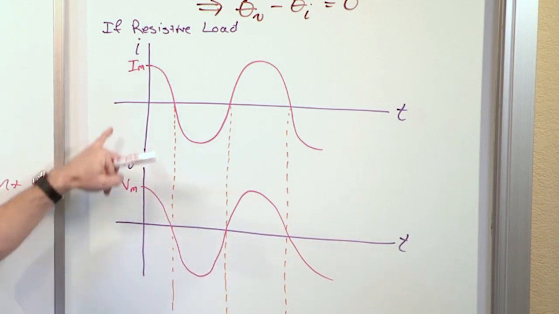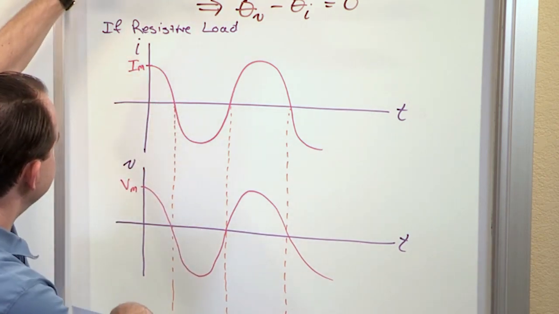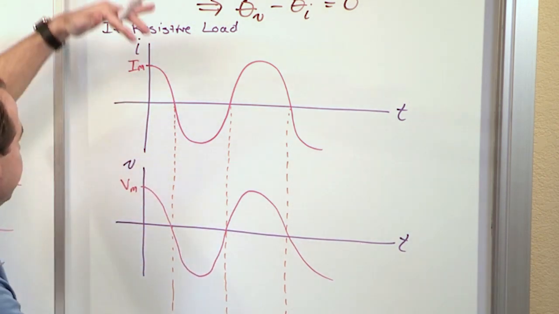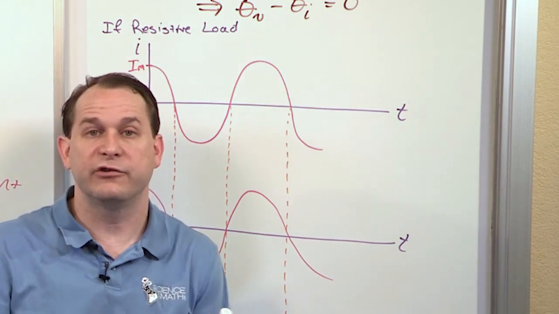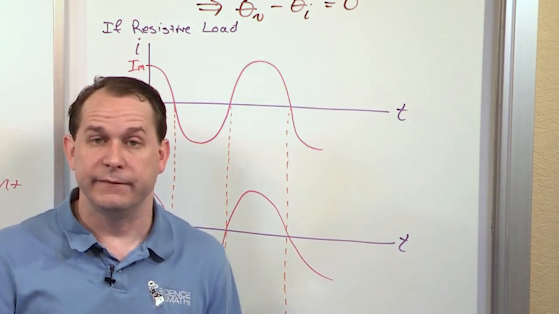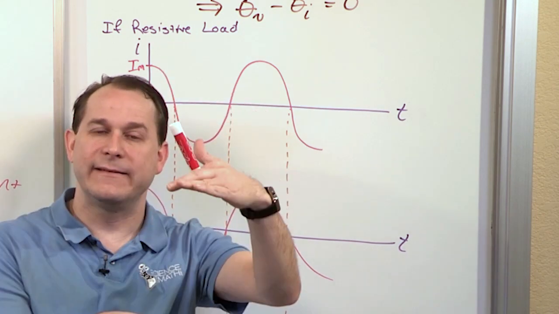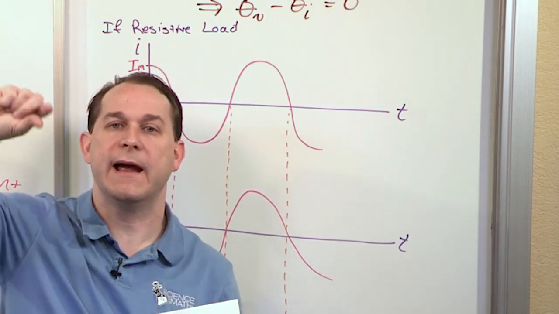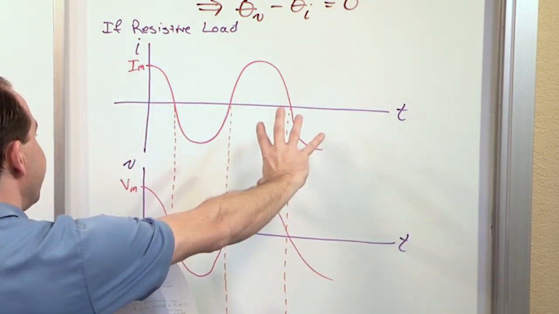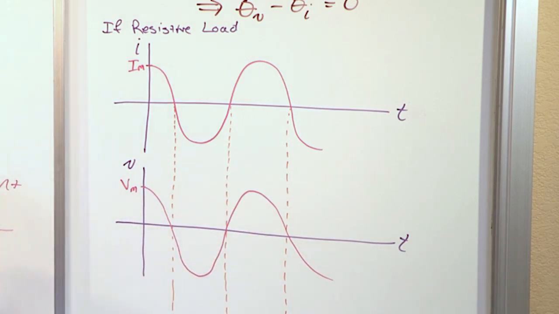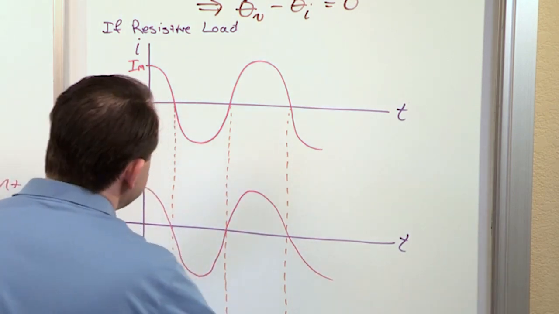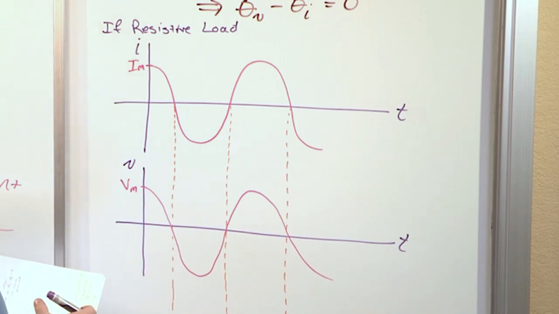Now, the amplitudes are different, of course. I'm drawing them the same, but the current could be 1,000,000 amps, and the voltage could be 25 million volts or something. They could be different heights, but the phase angles track up and down. Everything tracks. They're not shifted with respect to one another. So in the case of a resistive arrangement like this, this is what the relative current and voltages look like.